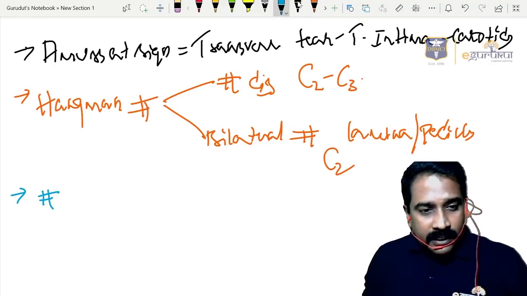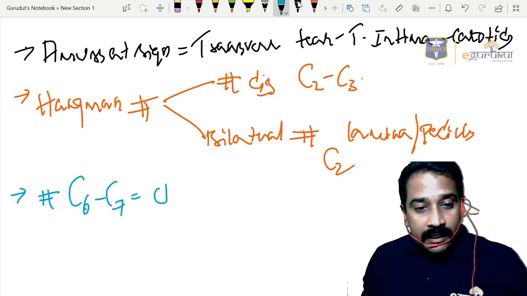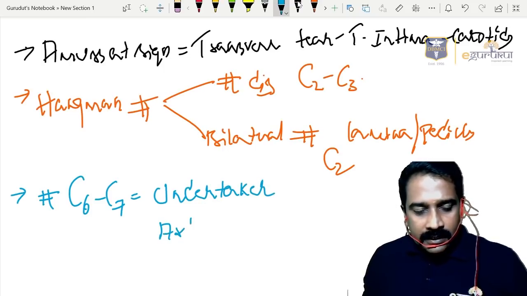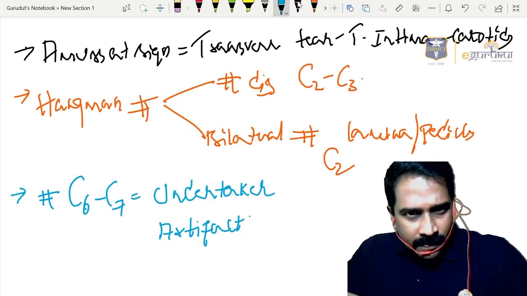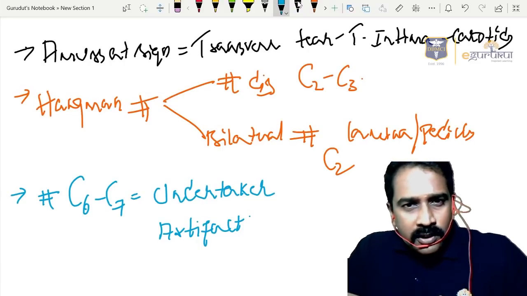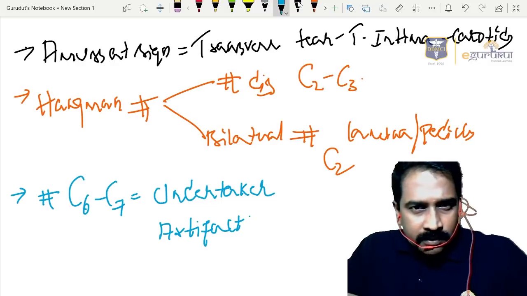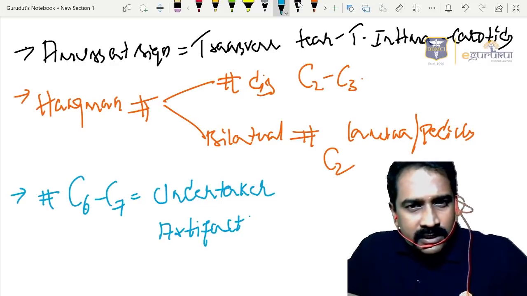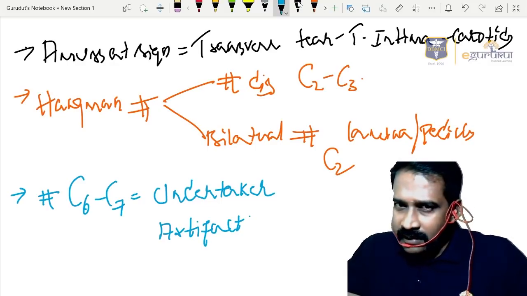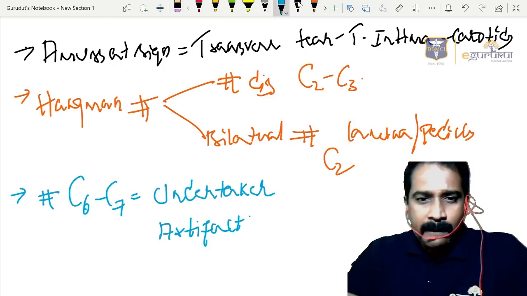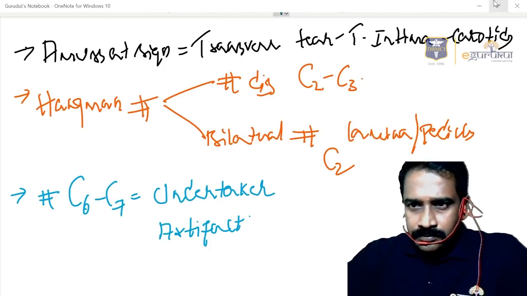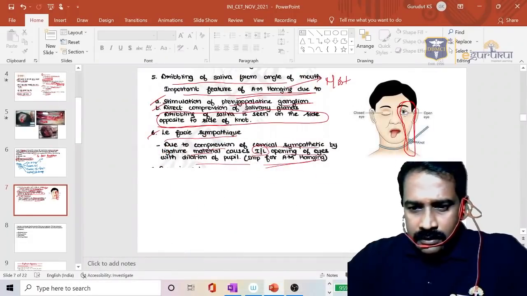Now fracture dislocation at the level of C6, C7 is called undertaker fracture, which is basically an artifact. That is, it's a postmortem fracture, not an antemortem fracture. So these are the important points: dribbling of saliva, Leaf facies sympathetic, Amussat sign, hangman fracture, and undertaker fracture. Frequently asked questions for us. Well, let's go into the next question now.